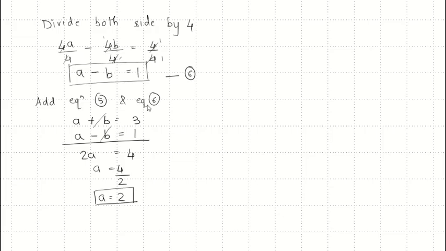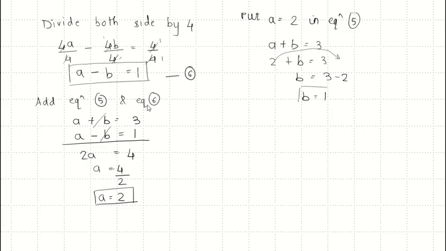Now we will put this value in equation 5. Put a is equal to 2 in equation 5. We can put in any equation, 5 or 6. Okay, a is 2. What is equation number 5? Equation number 5 is a plus b is equal to 3. So a is 2, 2 plus b is equal to 3. So b is equal to 3. When this plus 2 comes to the right hand side, it becomes minus 2. We get the value of b is equal to 1.